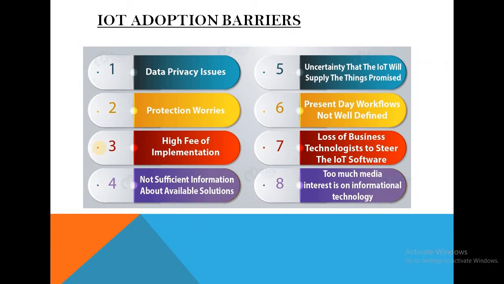What are the IoT adoption barriers? Data privacy issues, as we are using the internet to transfer the data. Protection worries: how we can protect the data and devices. High fear of implementation, not sufficient information about available solutions till now. Uncertainty that the IoT will supply the things promised, and present-day workflow not well defined. Lack of business technologies to steer the IoT software, and too much media interest is on information technology.